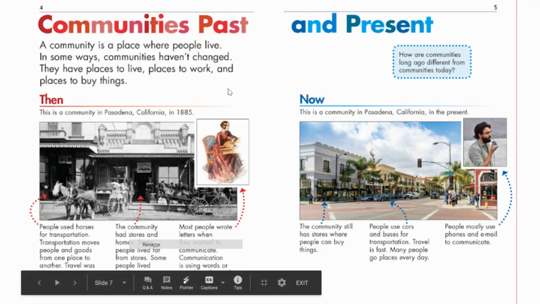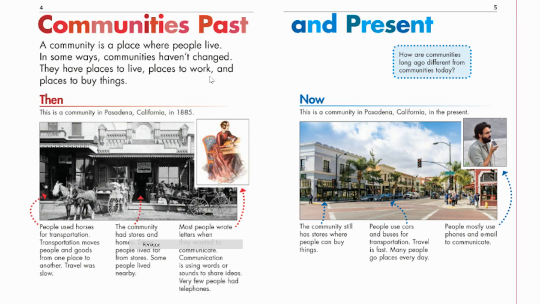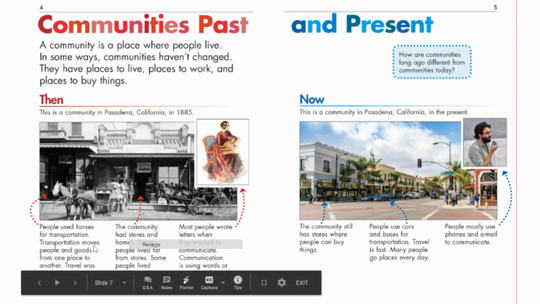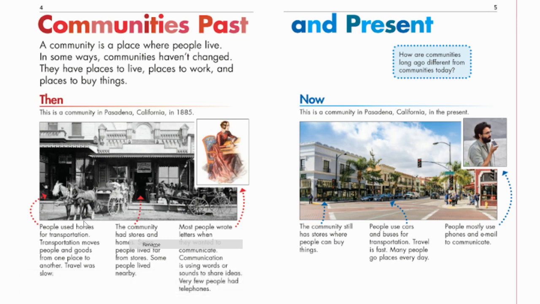So it says a community is a place where people live. In some ways, communities haven't changed. They have places to live, places to work, and places to buy things. So this is a community in Pasadena, California in 1885. This is a very long time ago. People used horses for transportation. So if you wanted to go to the store, you had to use a horse and a carriage.